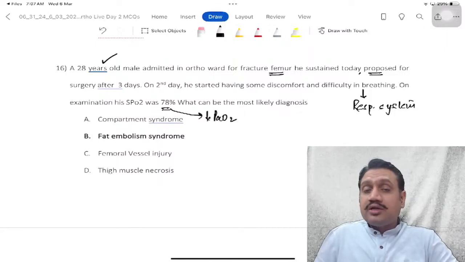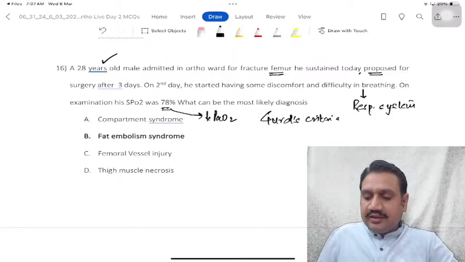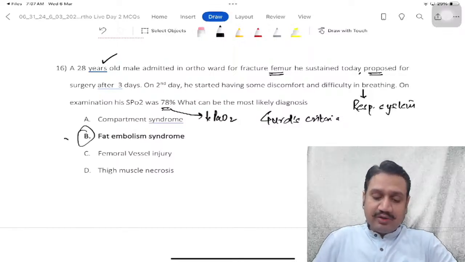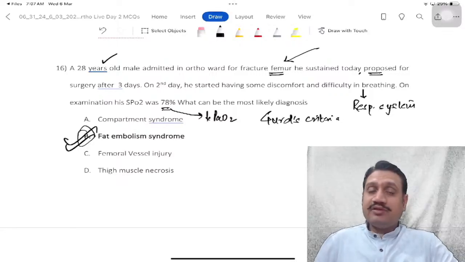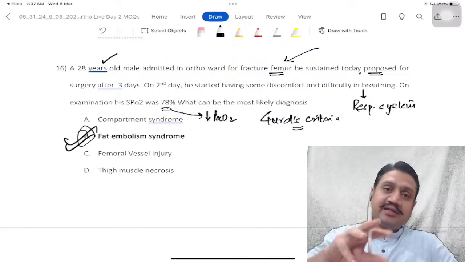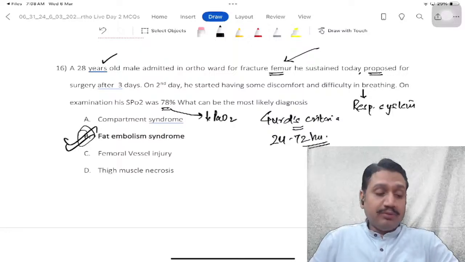We are talking about what? We talk about the Gurd's criteria, right? Respiratory system, the Gurd's criteria. Now, what are we talking about? This is simply fat embolism syndrome, which happens after the fracture of the long bones, the shaft of femur, shaft of tibia, right? And in Gurd's criteria, the fat embolus gets into the circulation within 24 to 72 hours of the injury, right? So this is fat embolus.